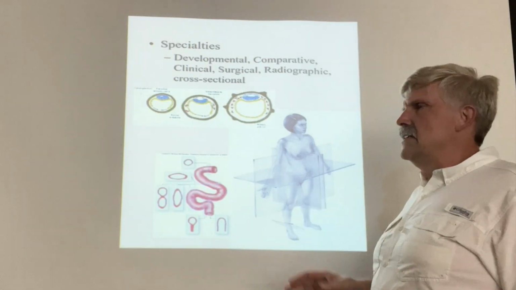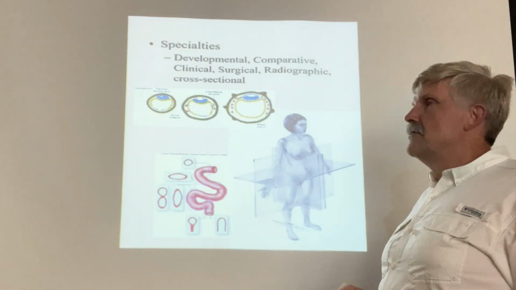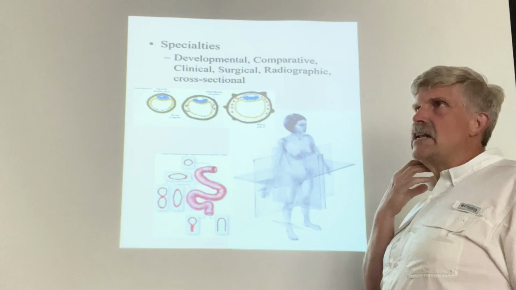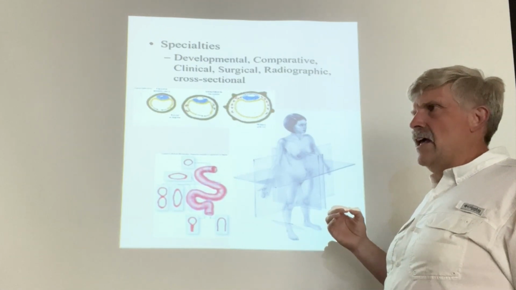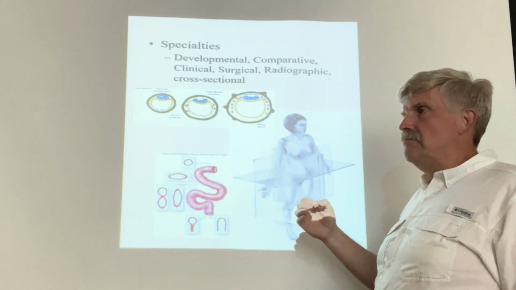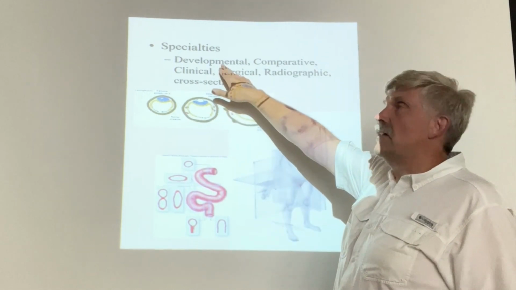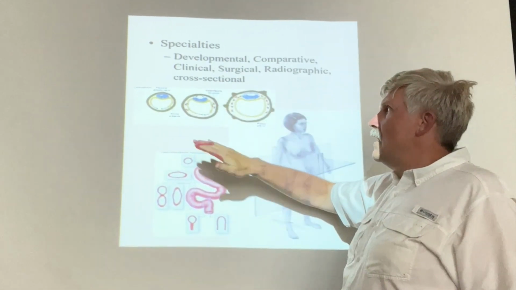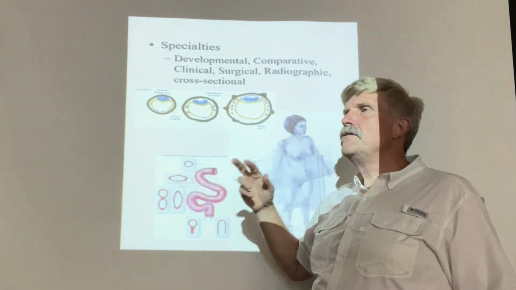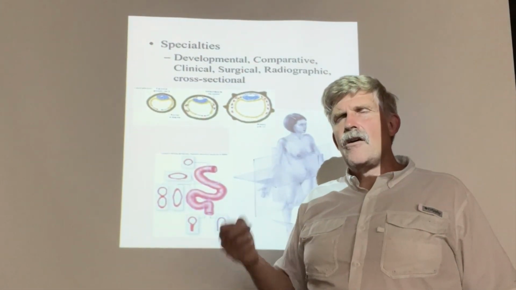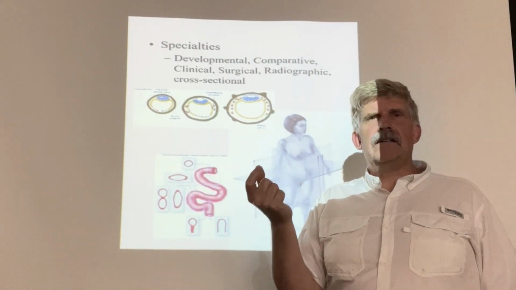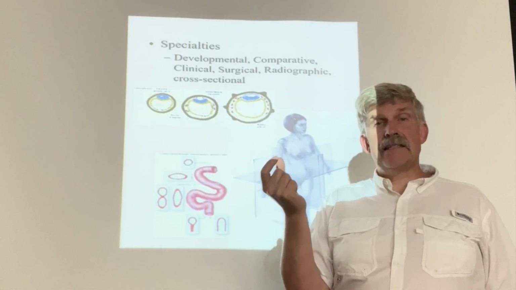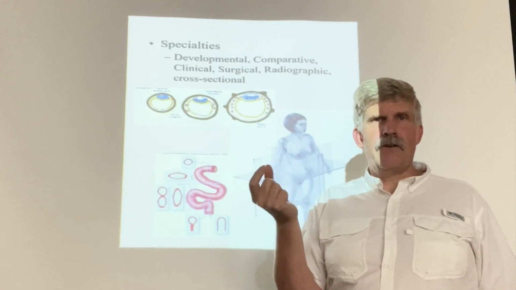The specialties that we find in anatomy. So in order to understand anatomy, sometimes you have to start at the beginning, and that is developmental biology. We start out as two individual cells, an ovum and a sperm. They combine, they make one cell that would be a fertilized zygote or a fertilized ovum.